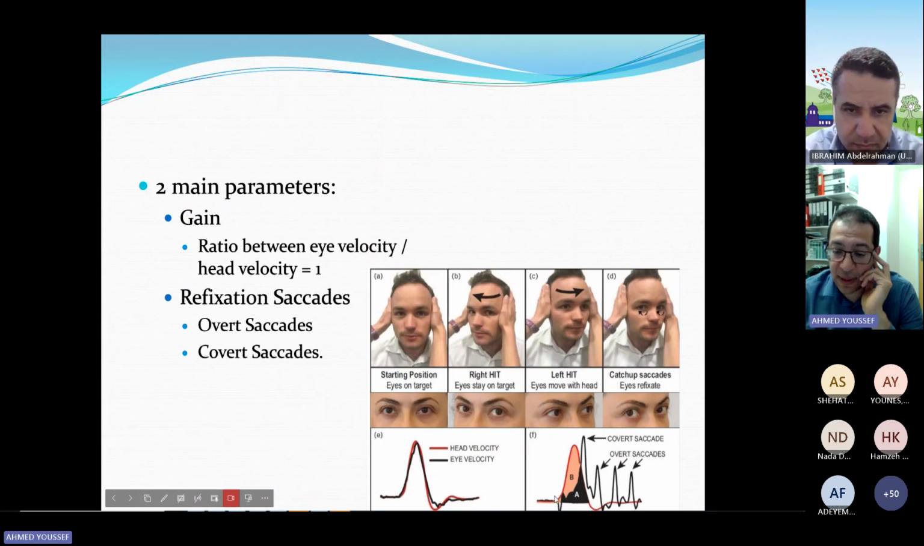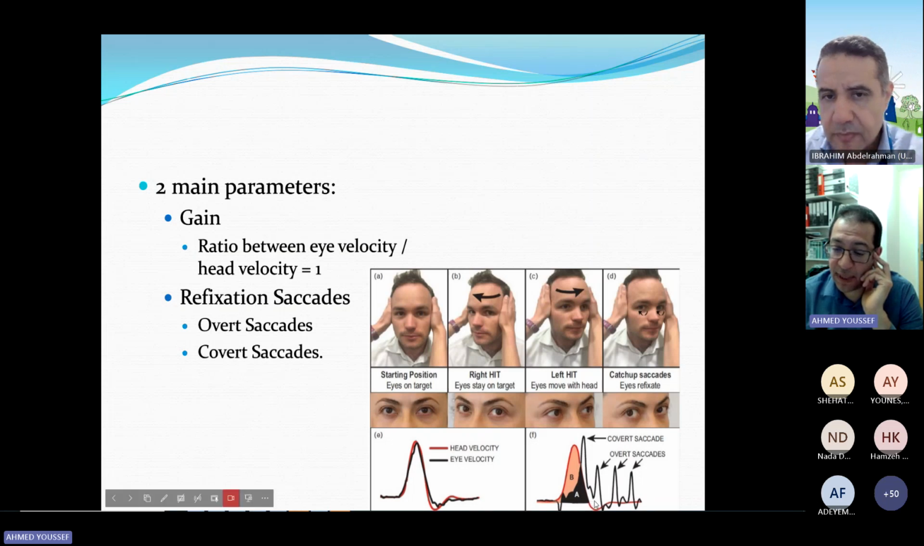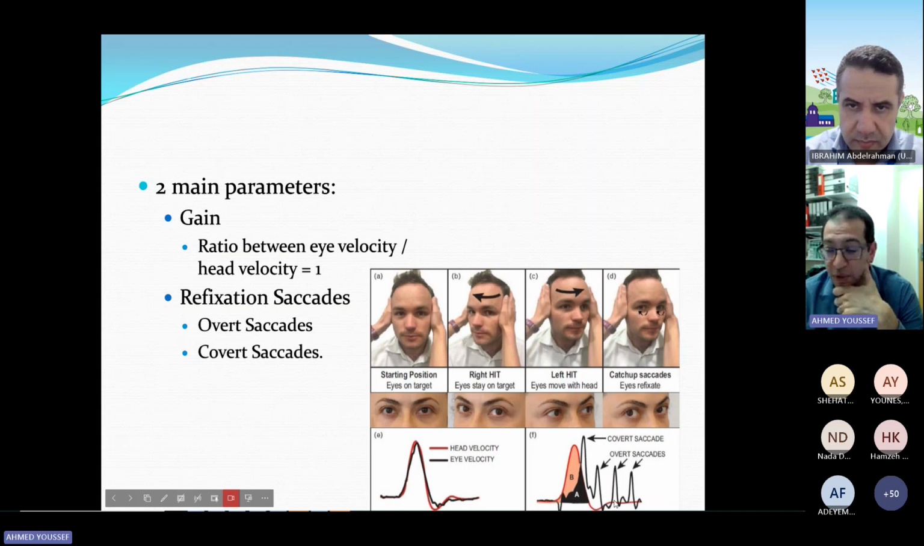On the other side, if you look at this, this is the head, the red one, the black one, if the refixation saccade happens well after the head has gone to its position, this is what we call overt saccades, because basically what happens is that the patient's head went to the left, and then after that, the patient refixated. So this is what we call the overt saccade. Overt because you can see it, because it happened after the head movement.